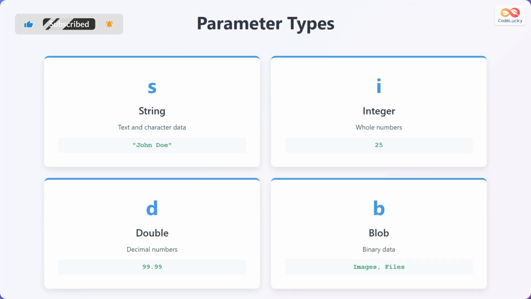When using prepared statements, it's important to specify the correct data types for the parameters you are binding. S represents a string or text data. I represents an integer or whole number. D represents a double or decimal number. B represents a blob, for storing binary data such as images and files.